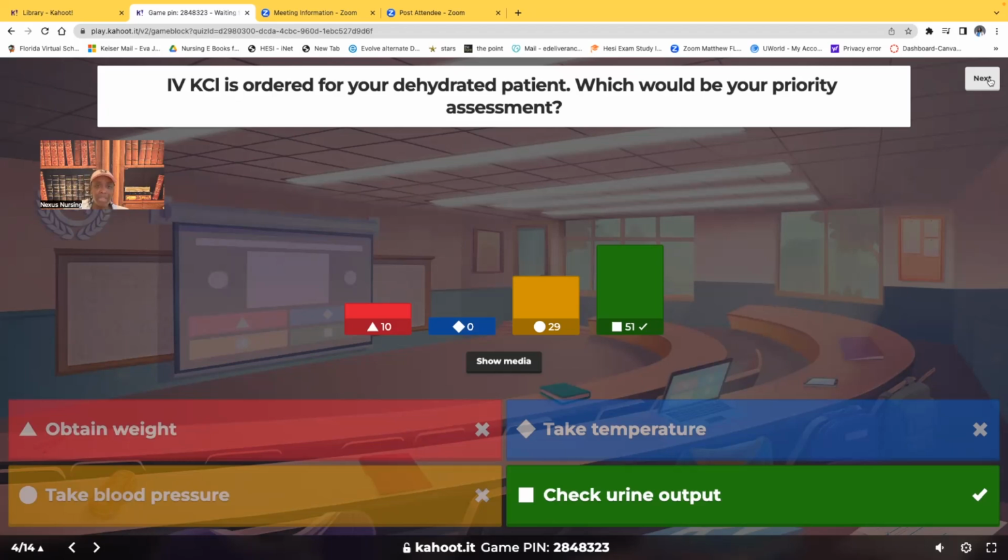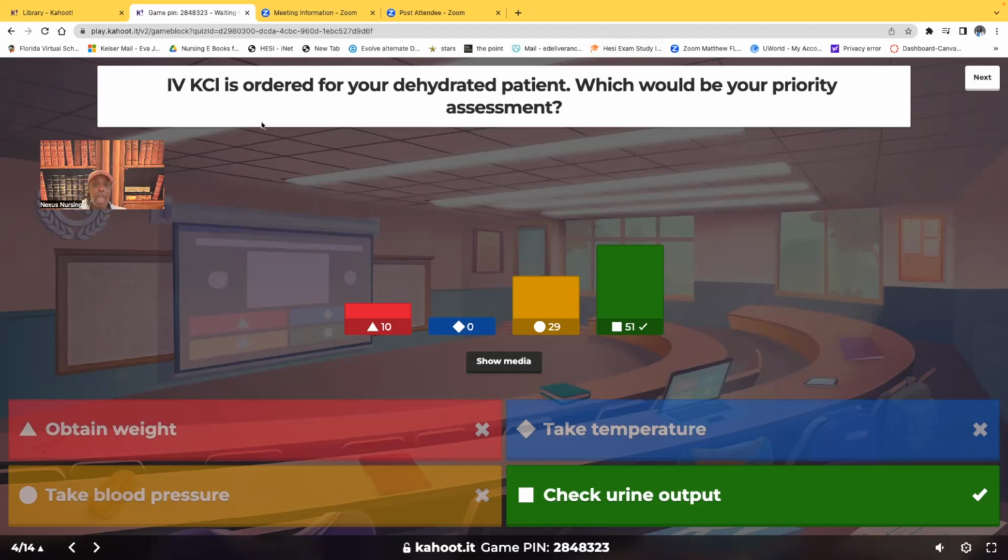I saw 29 of you guys chose blood pressure. Whenever a patient's getting fluids, you always want to watch the blood pressure because you want to make sure you don't push a patient into fluid overload. I get it. But when it's between blood pressure and checking the urine output, again, let's go back to the medication. Remember what I told you guys.